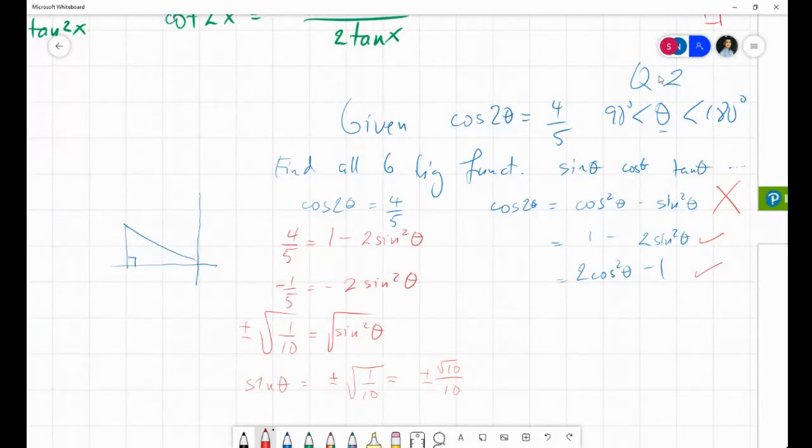But remember, theta is in quadrant 2, and sine is positive in quadrant 2. So that means that we have positive square root of 10 over 10, because sine theta is positive in quadrant 2. Okay? Let me know if you guys have any questions.